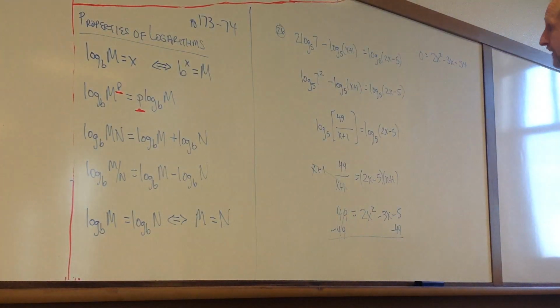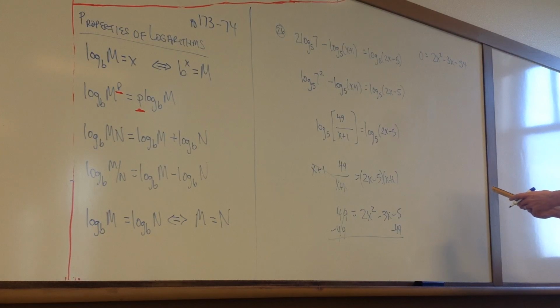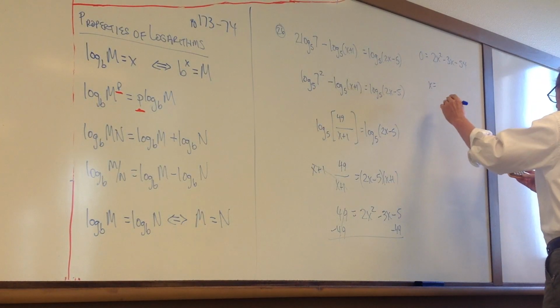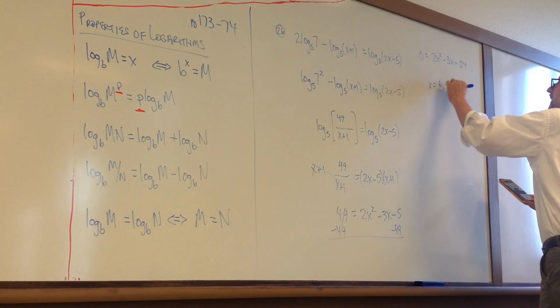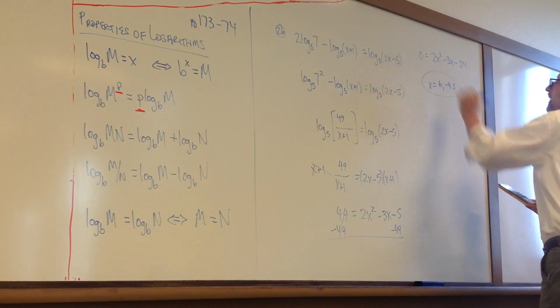Okay, this one is factorable, but it's a little bit tricky. So we can just run this through the quadratic. And so we'll put in 2, minus 3, and minus 54. And we get x is equal to 6 and negative 4.5.